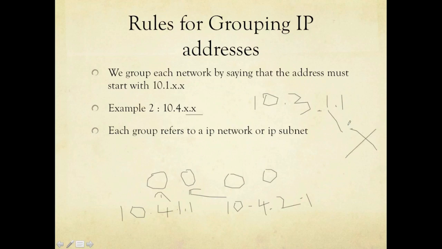If you group 10.4.x.x, then 10.3.1.1 will not come under the same network. This is one of the major concepts you must understand: the network part and the host part in an IP address. If you understand this, you can proceed very easily to subnetting and finding the number of devices, etc.